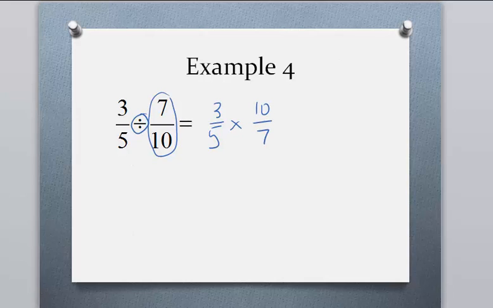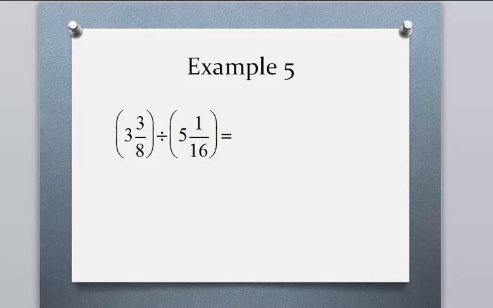And then, just like we did with multiplication, I noticed that these have a common factor. 5 will divide into both of those. So 5 divides into 5 one time. 5 divides into 10 two times. So 3 times 2 is 6. 1 times 7 is 7, which means the quotient, that's the answer to a division problem, 3/5 divided by 7/10 is 6/7.